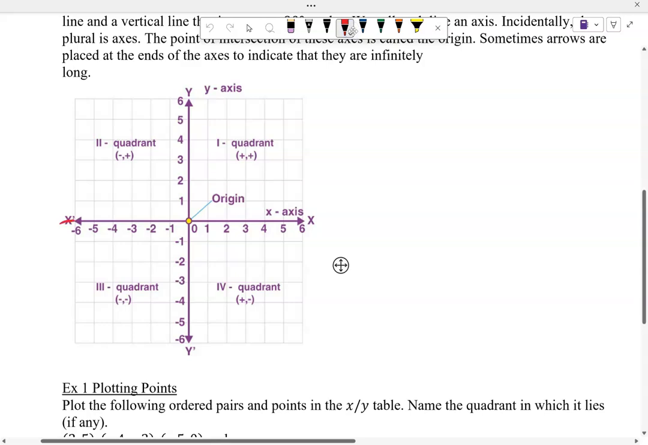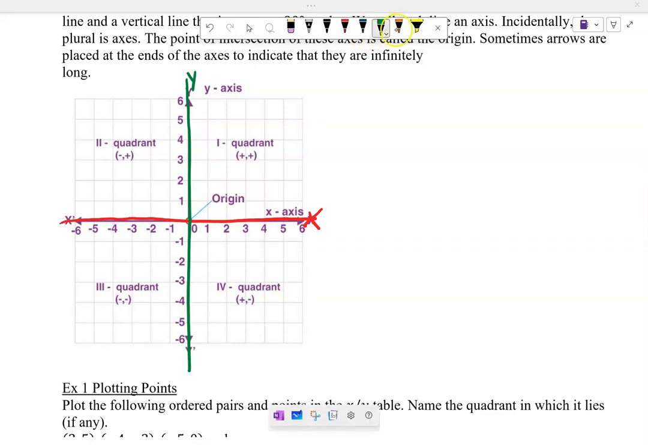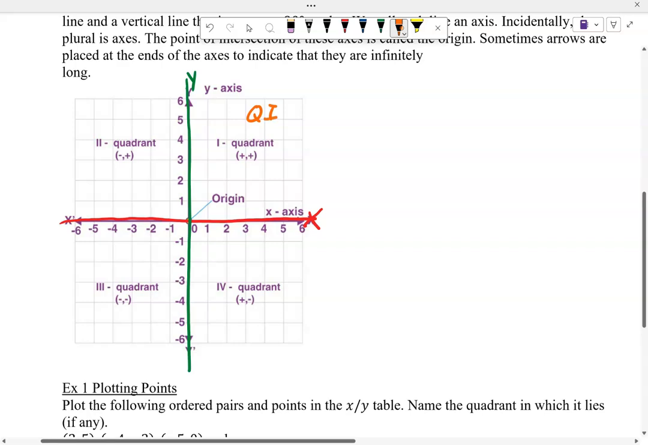So the horizontal axis we refer to as the x-axis. The vertical axis we refer to as the y-axis. And then we've got quadrants. This is quadrant 1. Anything in that area, we'll talk about what that area is. Quadrant 2, quadrant 3, and finally quadrant 4 down there. So it kind of goes counterclockwise from that quadrant 1. And then we've got this origin right there. The origin is the point 0, 0.